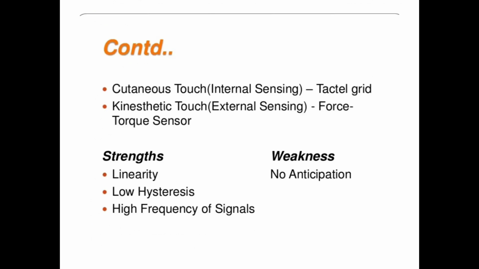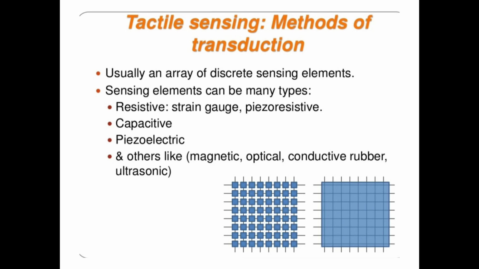The cutaneous touch is internal sensing, the tactile grid, and kinetic touch is external sensing, the force torque sensor, having the strengths of linearity, low hysteresis and high frequency of signals, with the weakness of no anticipation. Tactile sensor methods of transduction: usually an array of discrete sensing elements.